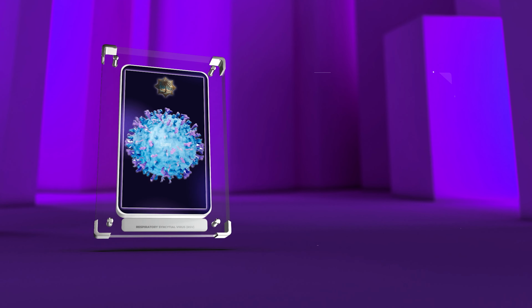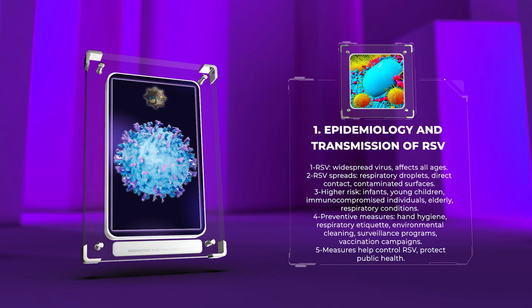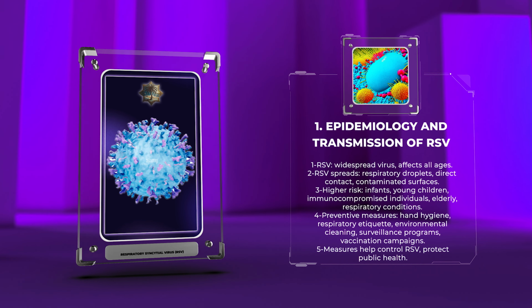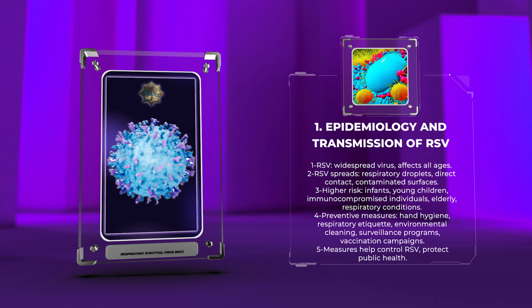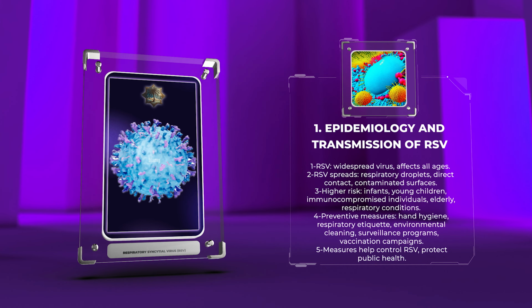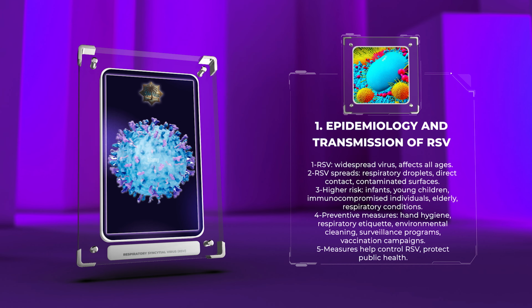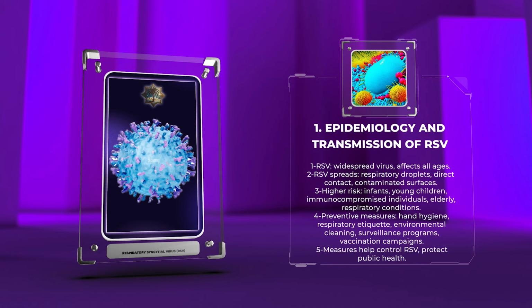Let's begin. RSV is a widespread virus that affects people of all ages. It spreads through respiratory droplets, direct contact, and contaminated surfaces. Infants, young children, immunocompromised individuals, the elderly, and those with respiratory conditions are at higher risk. Preventive measures include hand hygiene, respiratory etiquette, environmental cleaning, surveillance programs, and vaccination campaigns. Implementing these measures helps control RSV and protect public health.